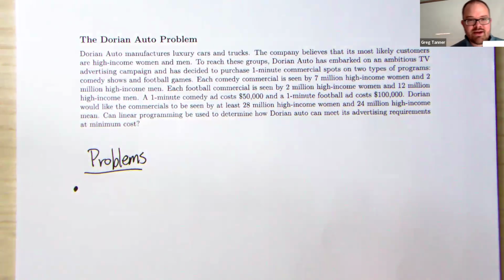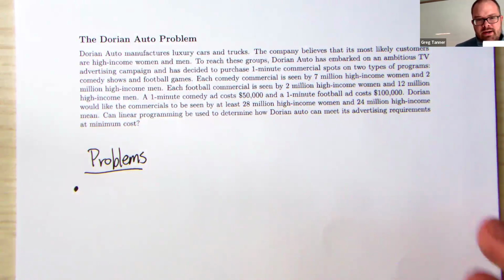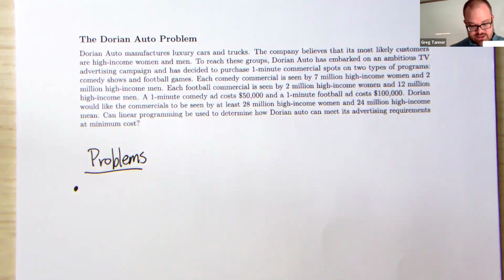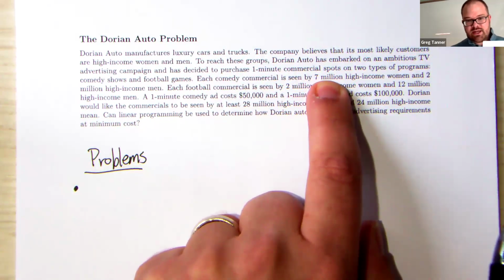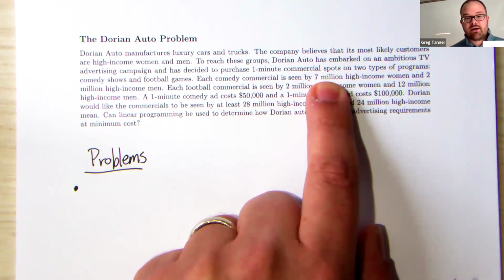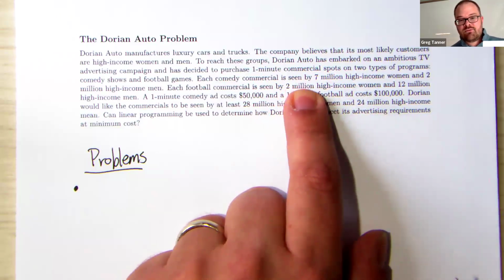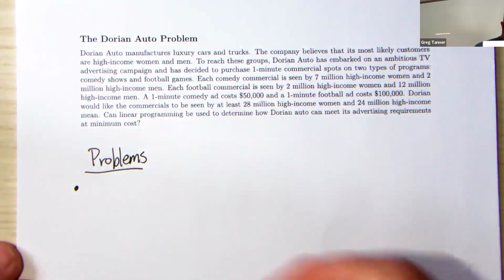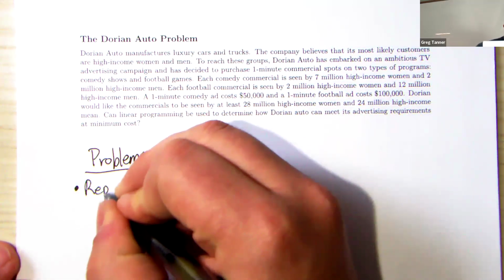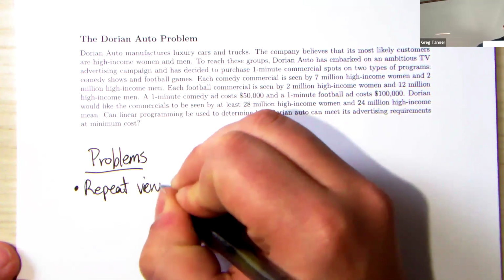That should say men instead of mean. Typo there. If that's our goal, there's a problem, which is that each time we air the commercial, some of those people are going to be the same people. And so we shouldn't expect that we get 7 million unique high-income women every time we air a comedy commercial. And we shouldn't expect that each of the football viewers are also unique. And so a big problem in this sort of setup, or the thought process here, is repeat viewers.